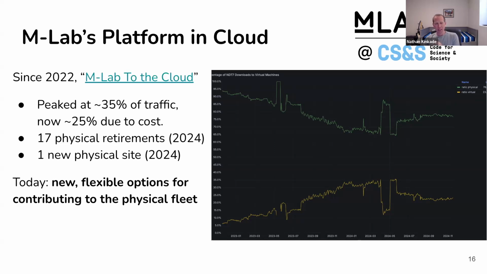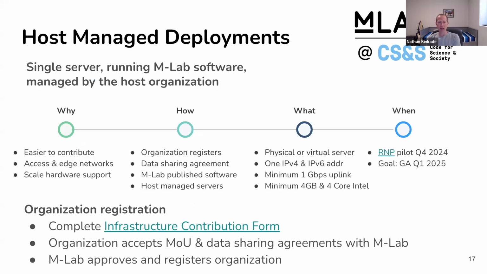And I'll note also that in the past year, 17 of the Google-sponsored physical sites were retired, and we expect to see that trend continue over the next number of years, which makes other people contributing infrastructure to the MLab platform all the more important. In this past year, we only launched 1 new physical site, which is generously donated by a fiber ISP in the Pacific Northwest called Ziply. And we hope that they will contribute 2 more in Seattle and Portland. That's to be determined. And so I will hand it off to my colleague, Stephen, to elaborate a little more about the host managed deployments.